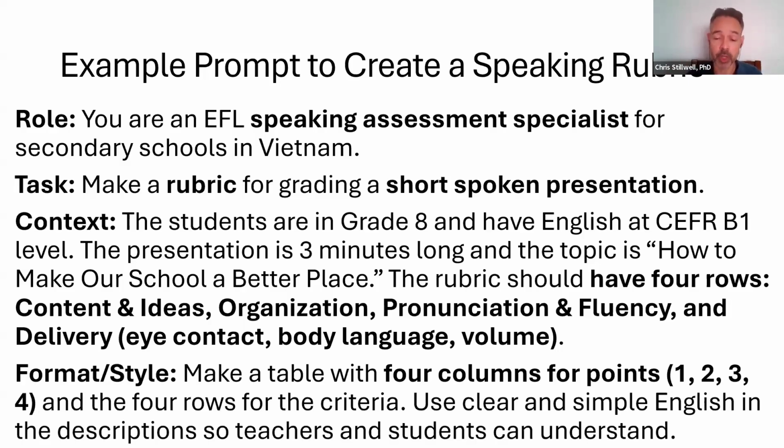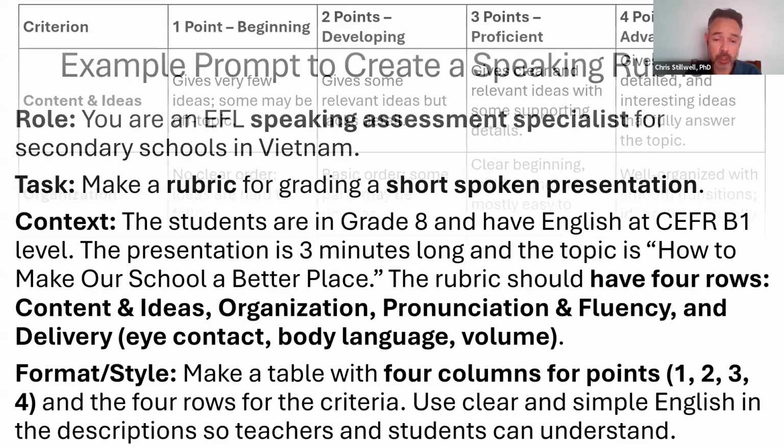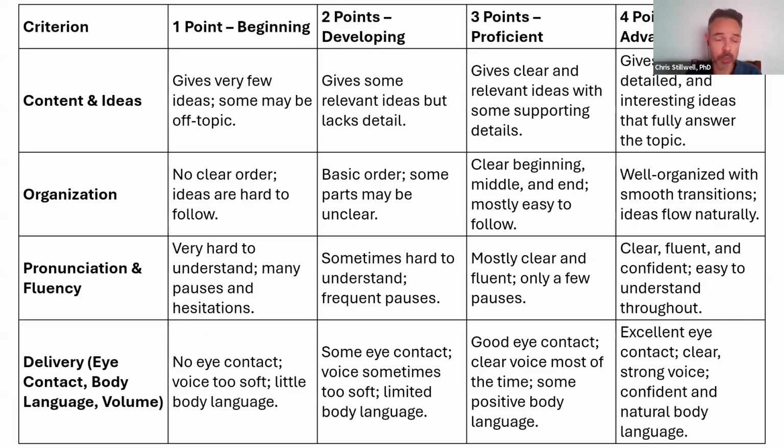Finally, I can describe the format and style. I want the table to have 4 columns for the points, and I want the points to be 1, 2, 3, and 4 points. I can change those numbers, whatever I want, but this is the format that I'm asking for as well. And when I go into this much detail about what I'm asking for, I get a rubric that is more matched to what I'm looking for. And of course, I can continue the dialogue and say, I want the 4 points to be on the left and the 1 point to be on the right. I can ask for other things, or I can simply fix them myself.